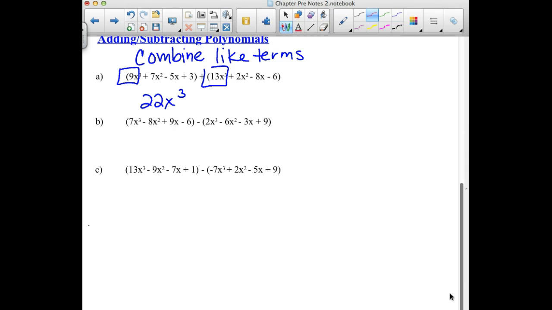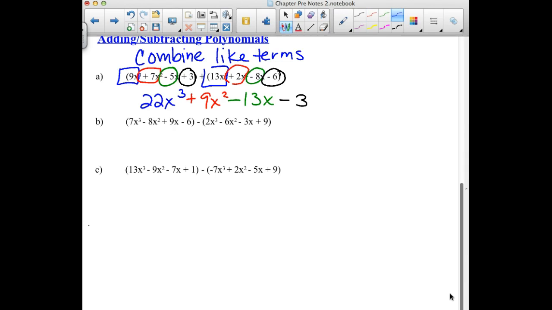Then we could look at our x squareds. We have a 7 here, and we have a 2 here. We can put those together as 9x squared. Our x's, we have a -5x and a -8x, so -13x. And then our constants, we have a 3 and a -6. That would add up to -3.